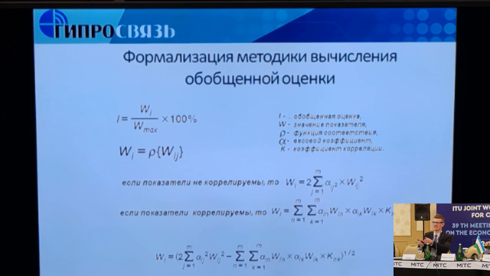Один показатель, даже в разных отраслях или в разных направлениях, может влиять на рост цифровой отрасли или цифровой экономики. Соответственно, нам нужно определять эту корреляцию, и при помощи её определения мы сможем точнее сформулировать нашу методику и нашу обобщенную оценку.